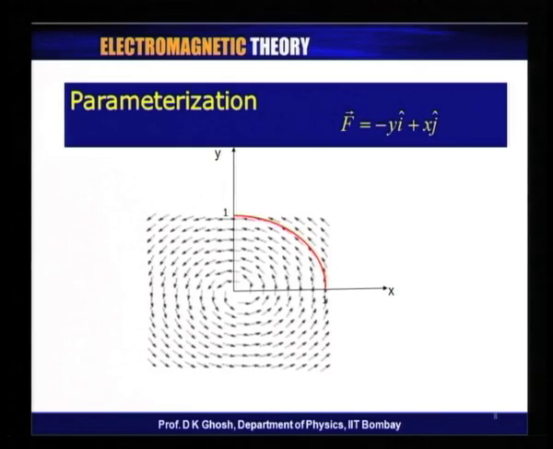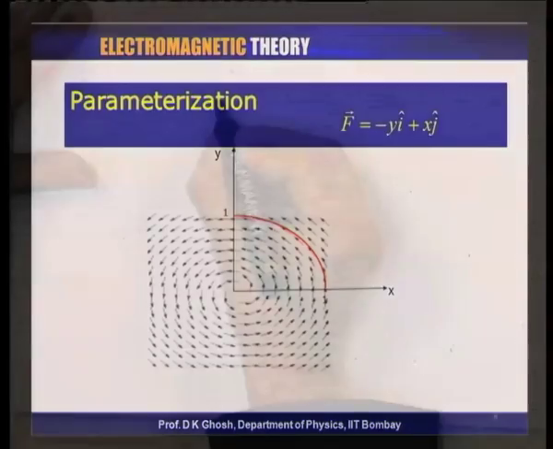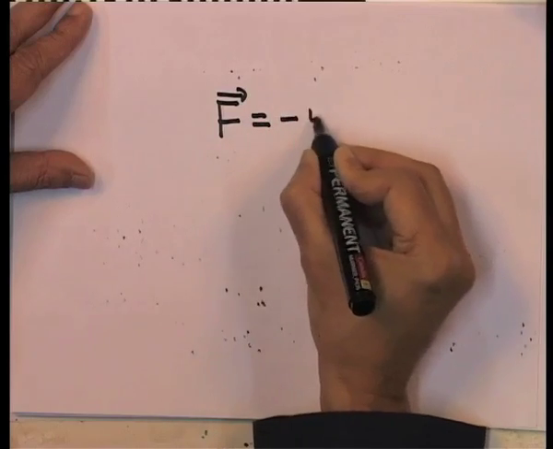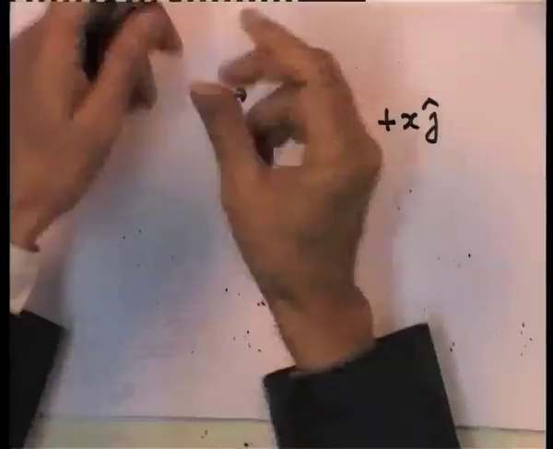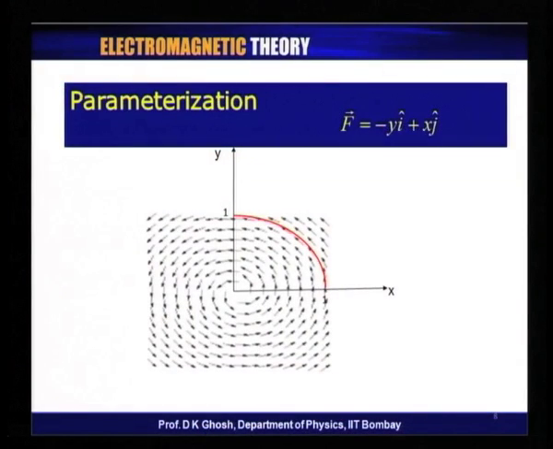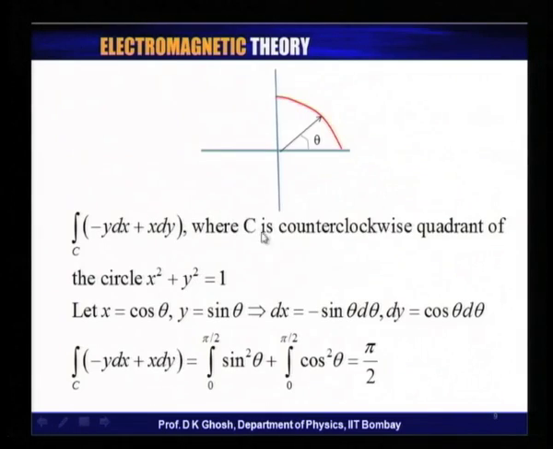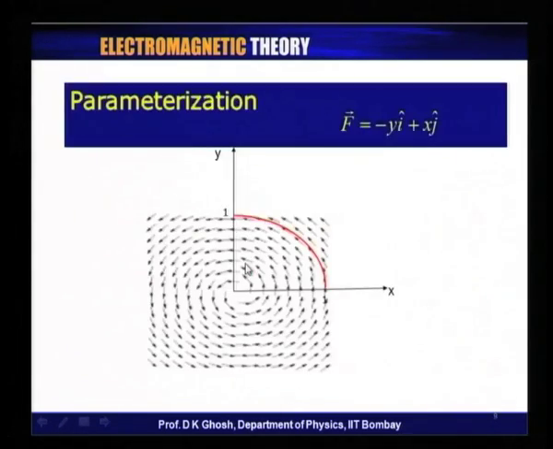Now, look at this field. Remember, we are talking about a vector field. This vector field is f is equal to minus y i plus x j. Remember, last time we gave a prescription for sketching vector fields. I am going to compute the integral of this vector field along a quadrant of a circle, taking me from this point, 1, 0, to 0, 1, in the anticlockwise fashion.